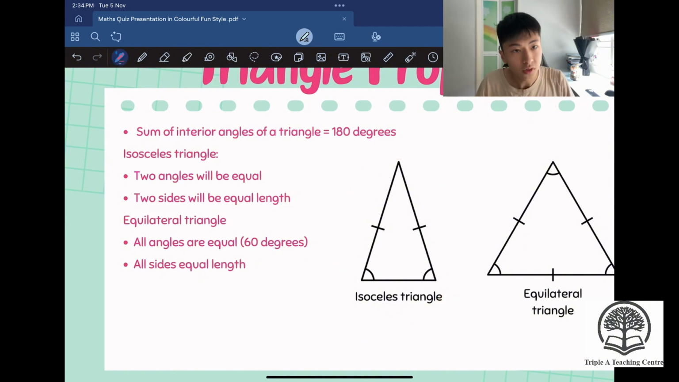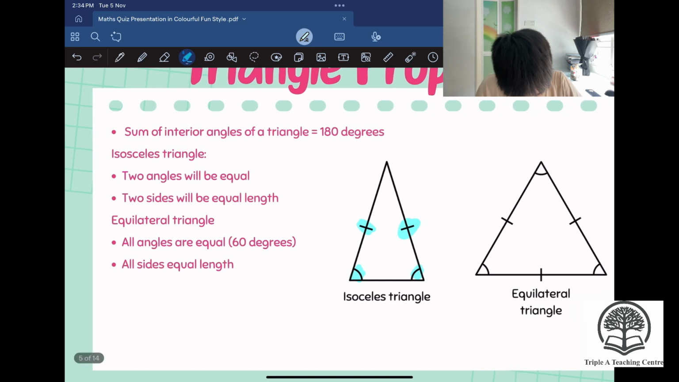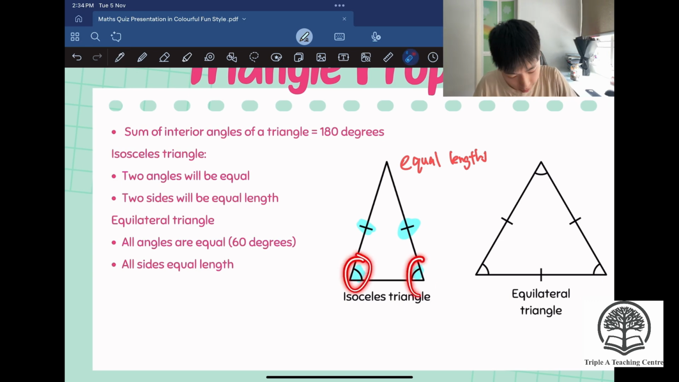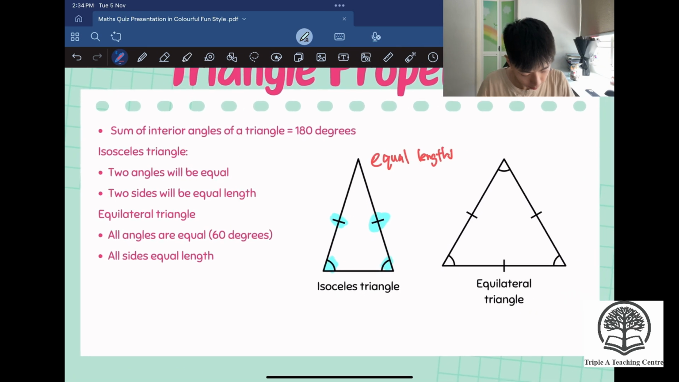what's so special about this triangle, Jacob? Well, I'm going to tell you. What's so special about this triangle is that it has two equal angles and two sides with equal length. So this side over here and this side over here both have equal lengths. And this angle over here and this angle over here are equal. So they have two equal angles.